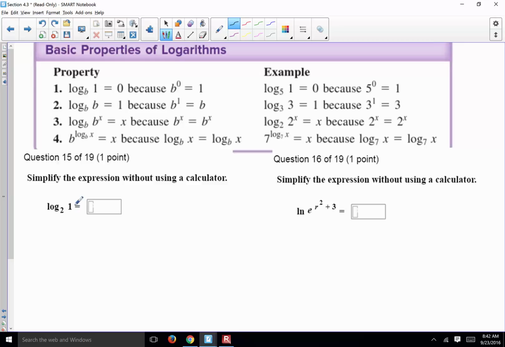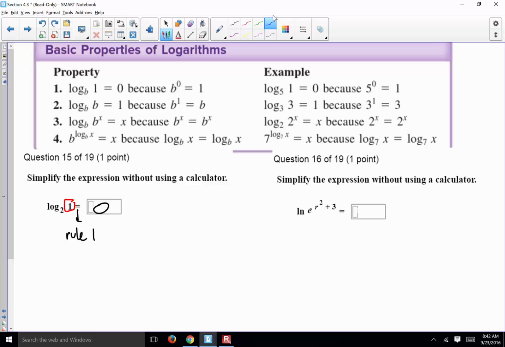What rule is this? Rule 1. How come? Whenever you see 1, no matter what the base, I don't even look at the base. If I see 1, the answer is 0. 1 is a logarithm butcher. It just cancels it and makes it 0. Alright, okay, this one is kind of interesting.